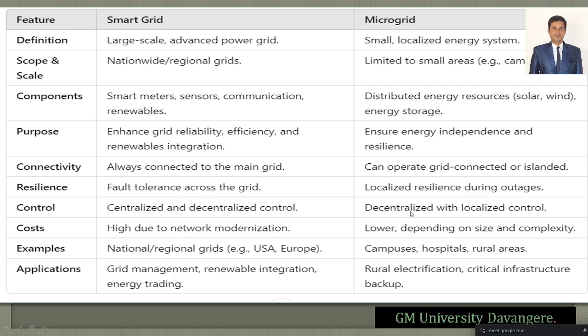We will check the size of the microgrids. Okay, that is what. So next, if you see the example, most of the smart grids are already applied in the US and Europe also, right?